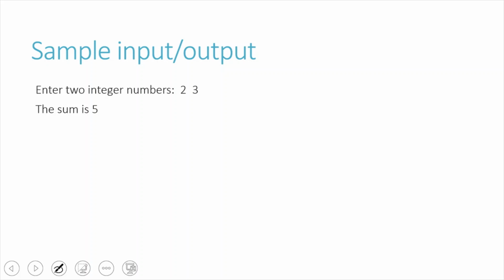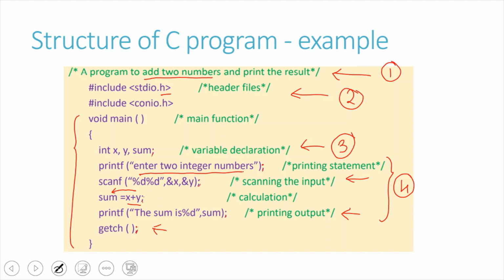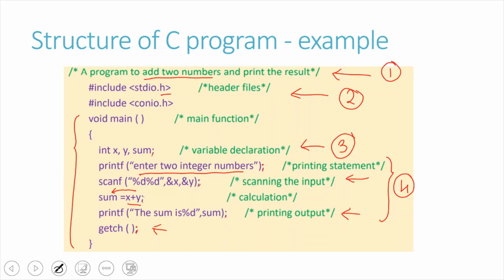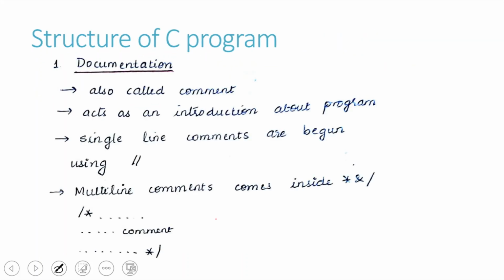So this is how the sample input and output looks like. Here the user was prompted to enter two integer numbers. So that is shown over here. The user entered two numbers, 2 and 3. The program calculated sum is equal to x plus y, and the output 5 is printed using this statement. So this is a basic idea. Let's see about each in much more detail.